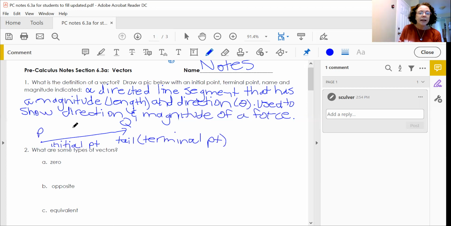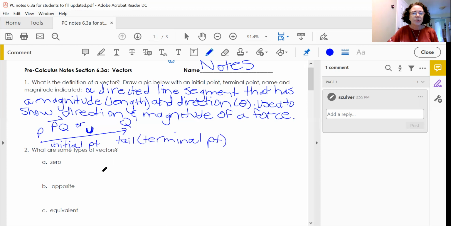And we can label this vector either the vector PQ, where you write the initial point first and the terminal point second, with a line segment with a half arrow above it, or we use a bold letter such as u, v, and w usually. So this vector could be named vector PQ or bold lowercase vector u.